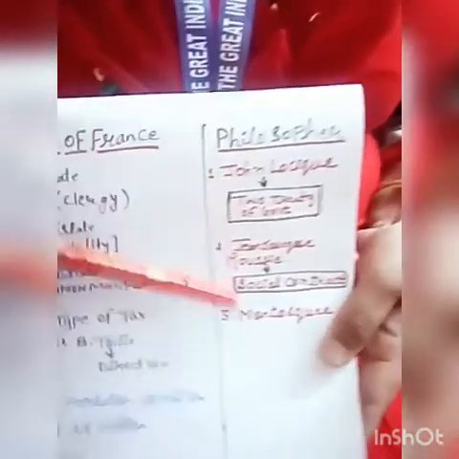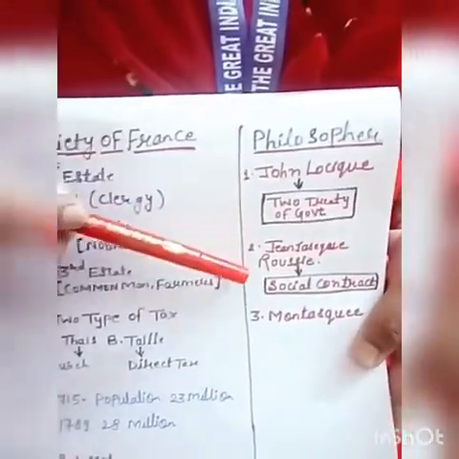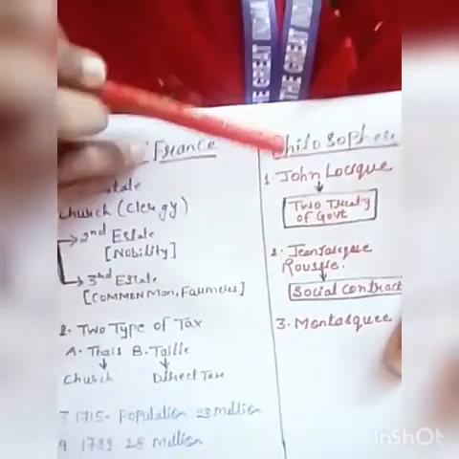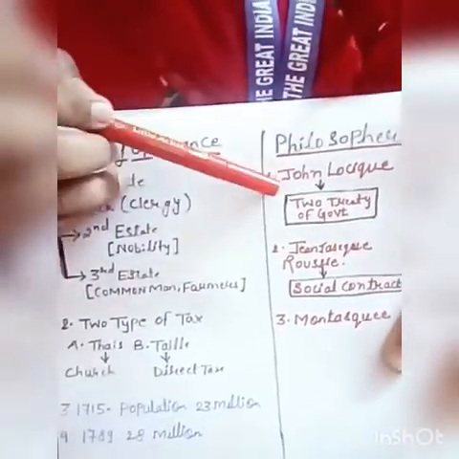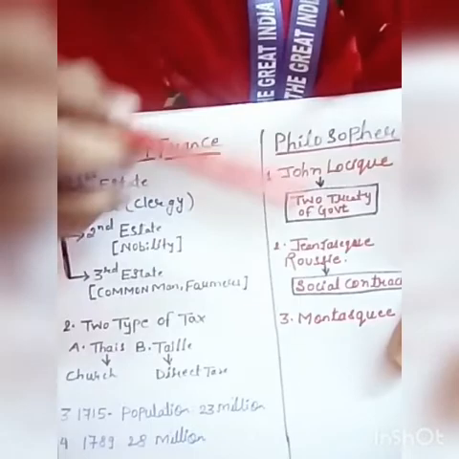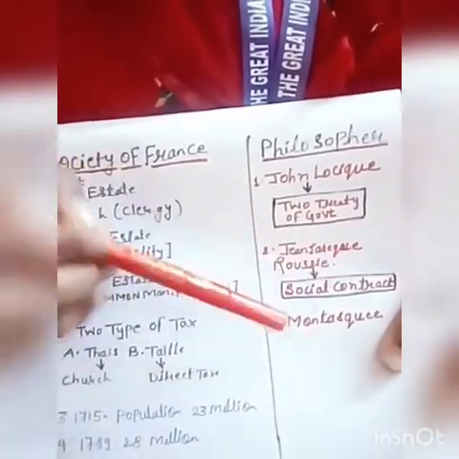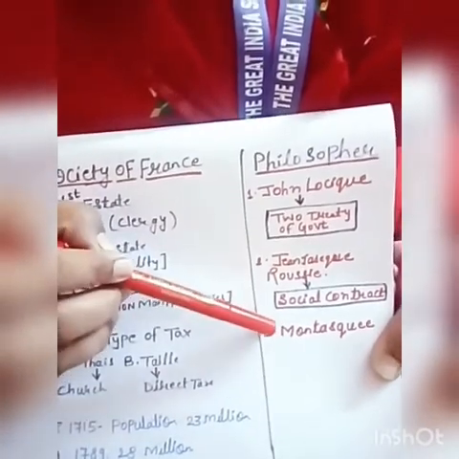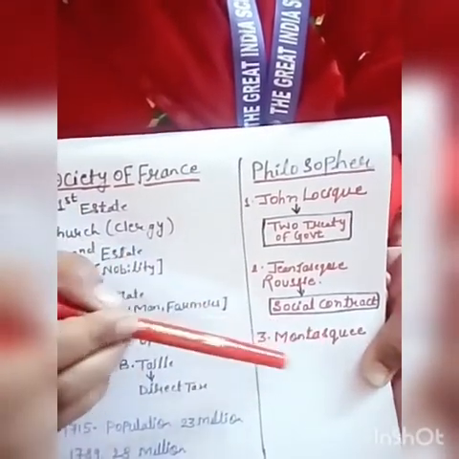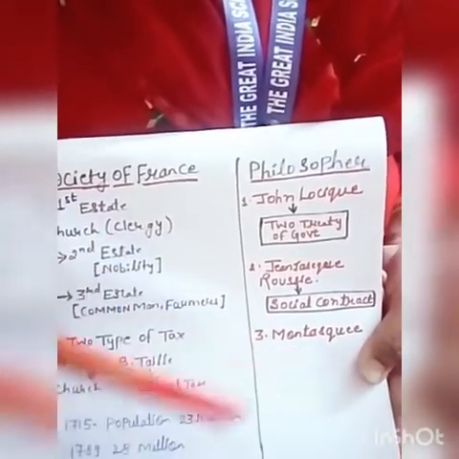The three philosophers who brought the idea of equality and freedom were John Locke, who wrote the book Two Treatises of Government, Jean-Jacques Rousseau, who wrote the book Social Contract, and the third one is Montesquieu, whose idea was to divide the power of the government among the legislature, executive and judiciary.